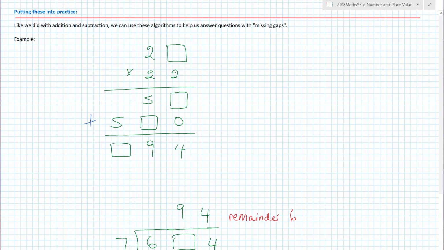So as we did in the previous video, if you remember, we had to try and find missing values. Right, so with this particular question, you've got to try and work out what the missing numbers are, but I would actually do it backwards. Putting these algorithms into place is really important and can be quite tricky.